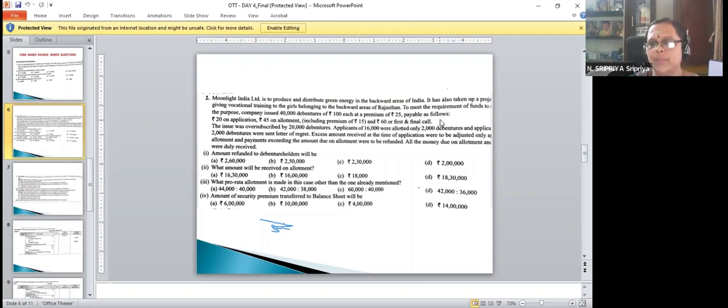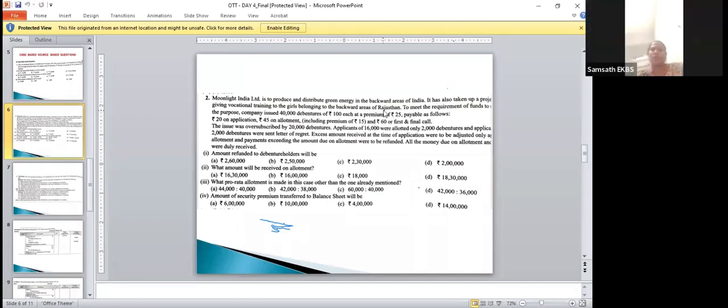Please remember there is a premium even at the time of call. Why? Because you are given the premium amount to be 25 rupees, out of which 15 rupees only is collected at the time of allotment. The remaining 10 rupees is collected along with the final call. So let us not worry about that. Totally it is 25 rupees into 40,000 shares. So that means 10 lakh rupees will be transferred to securities premium.